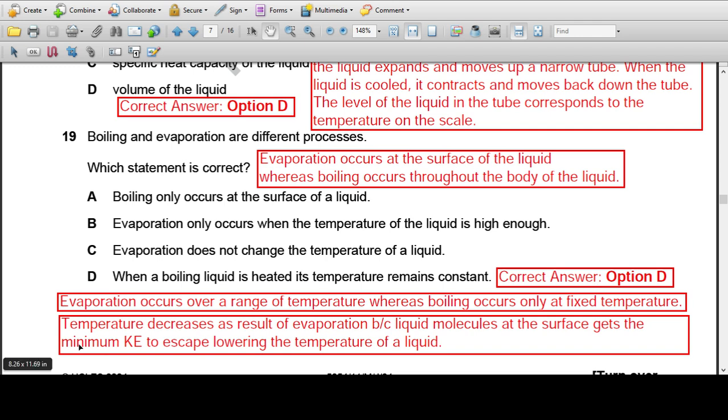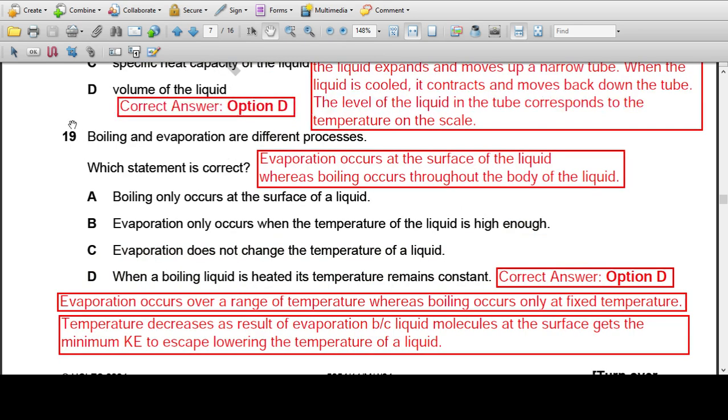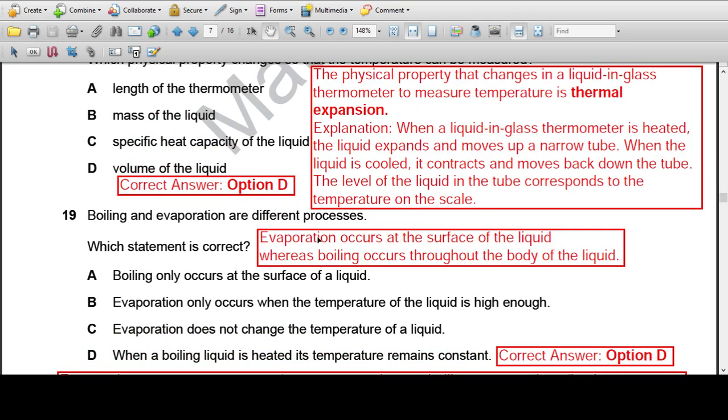Temperature decreases as a result of evaporation, because the liquid molecules at the surface gain some minimum kinetic energy to escape, lowering the temperature of the liquid. So all the details about question number 19 are given. Many other questions can be answered if we know all these details, so they have been compiled here for the best understanding of the students.